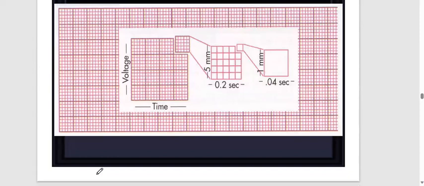So again, we will see. You can see this is the 5 mm box. Okay, so a 5 mm box takes 0.2 seconds. One small box of 1 mm takes 0.04 seconds. So for the whole box, we will need 1 second. This is the tiny box, one box is 1 mm. 5 boxes, 5 mm. The whole box will take 1 second for 25 mm.